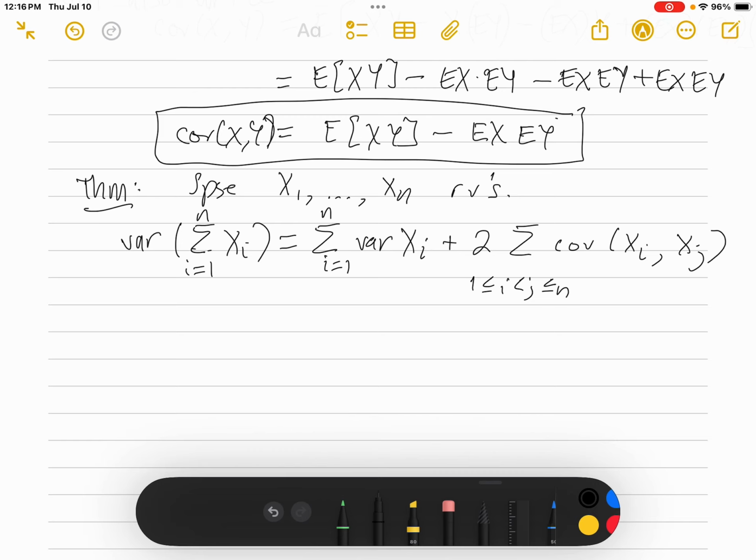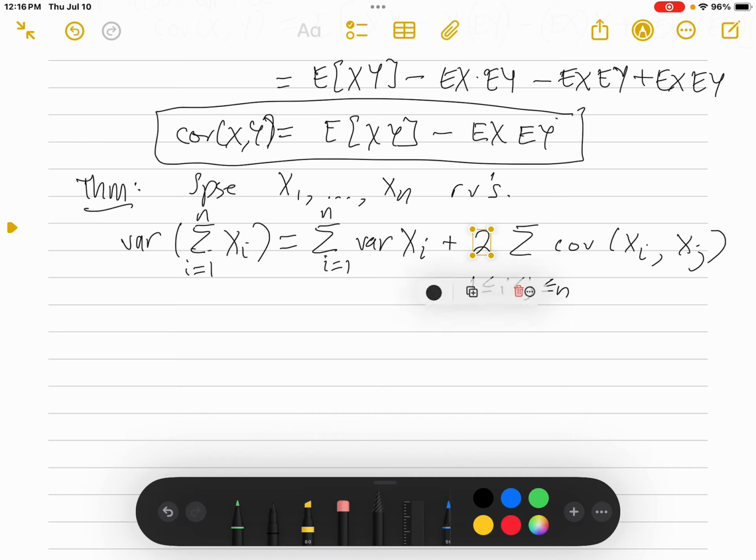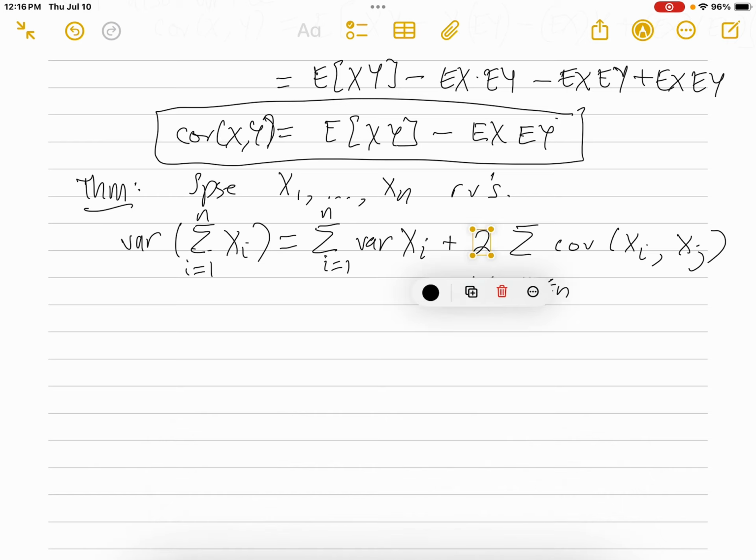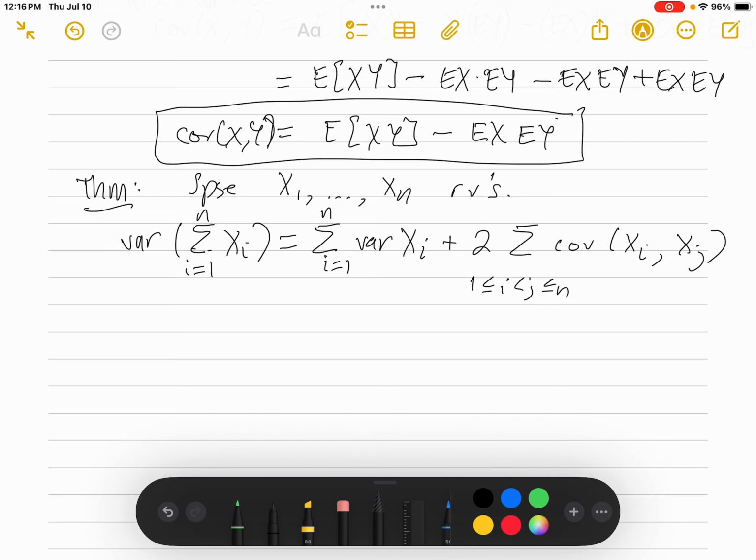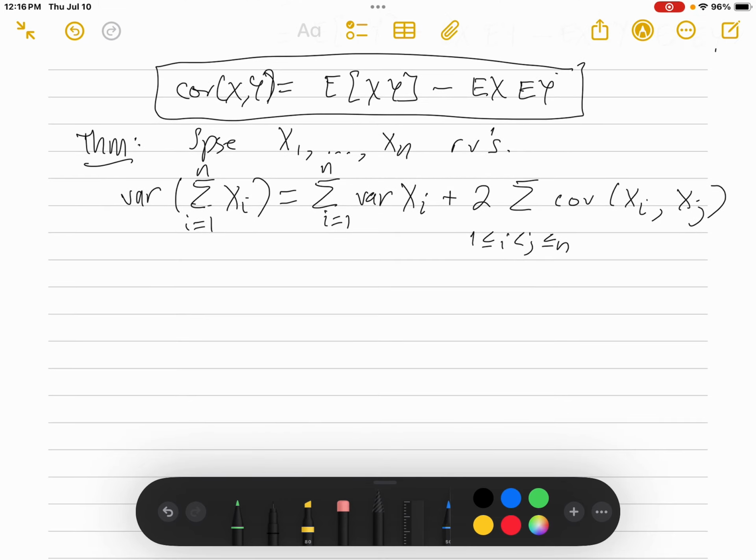So in this sum, we have the covariance of x1 and x2, but not x2 and x1. Actually, those are accounted for, but they're the same. The covariance of x1 and x2 is the same as the covariance of x2 and x1. And we can make the sum range over the terms where i is less than j because of this 2 in the expression. Okay, so that's the theorem. So how do we prove this?